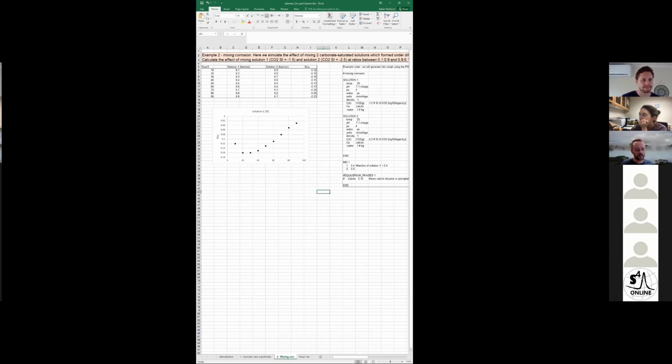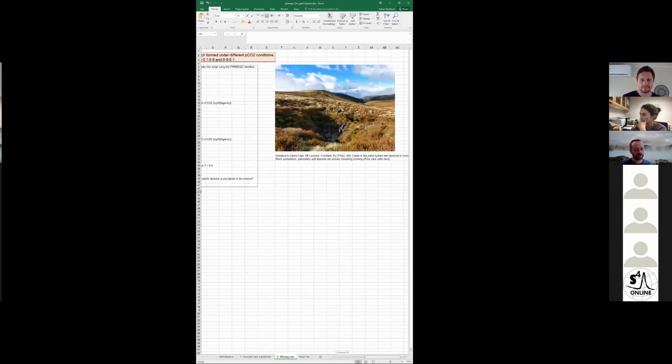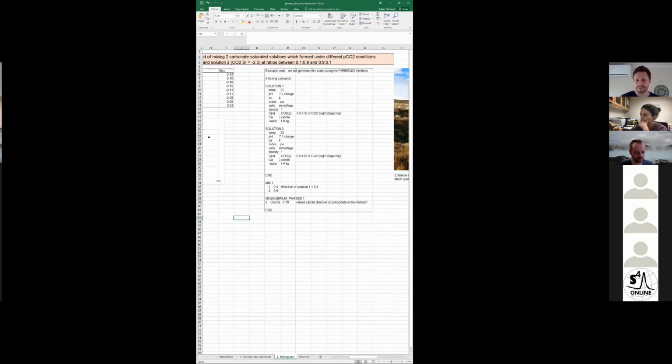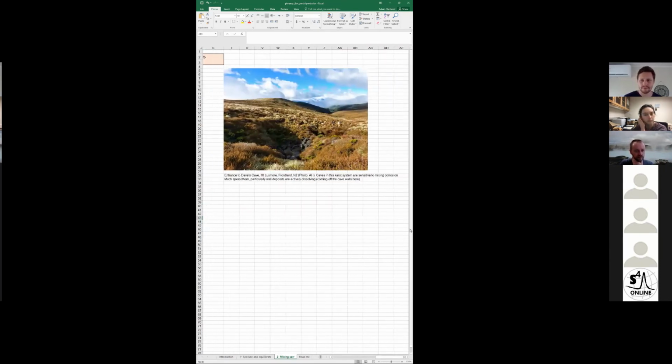Mixing corrosion is a process which is quite intriguing. Hopefully you can see this photograph here. This is a picture of a cave entrance in Fiordland in the south of New Zealand, and there's a series of caves here on this mountain which are mostly dissolving. So the speleothems in them are probably not active for the majority of instances.